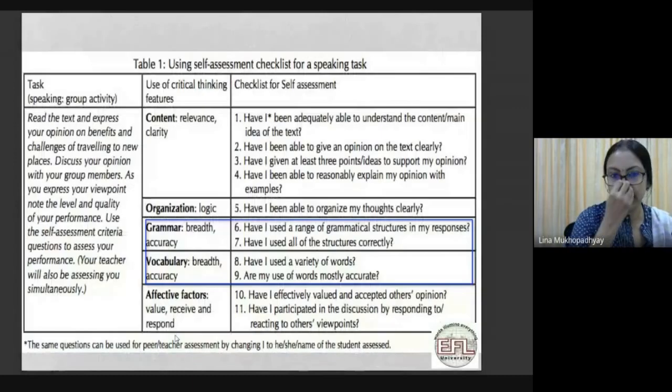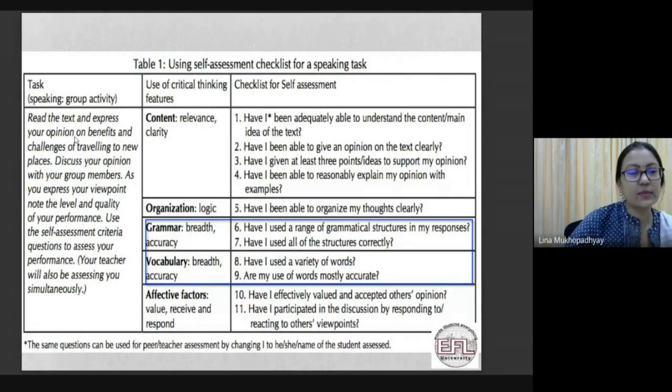Then we move on to the next task. Look at the task here. Read the text and express your opinion on benefits and challenges of traveling to a new place. Okay, so it is a group work. Discuss your opinion with your group members.